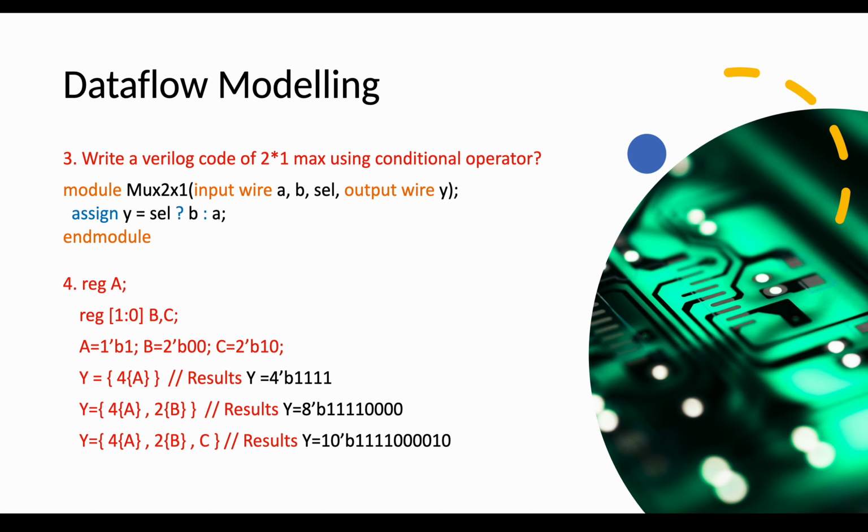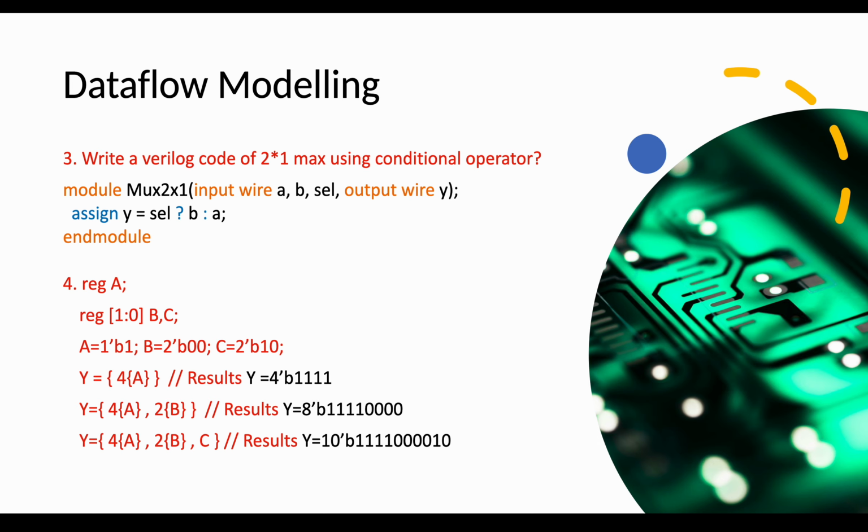So module mux 2 cross 1 is our module name. Inputs we have a, b, select line, then output is y. The conditional operator is given in the assign statement. Assign y equal to select question mark b colon a semicolon, which means that if the select line is high, then it will select b, otherwise it will select a. That is the conditional operator.